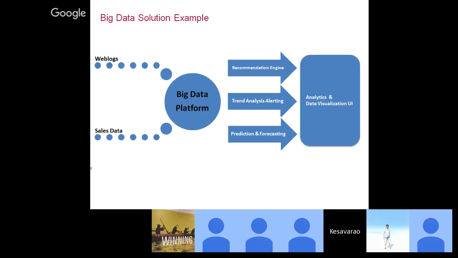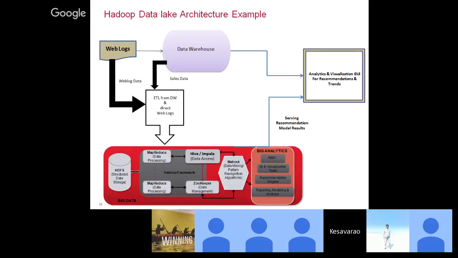Okay, so basically we married the regular sales data warehouse data with weblogs in the big data platform, and came out with a recommendation engine and trend analysis, alerting, and prediction and forecasting. We also provided analytics and data visualization on that. So these are all done using this layout at that point. We used Cloudera at the time, because initially that was the only product that was officially more robust, or more reliable, I would say.